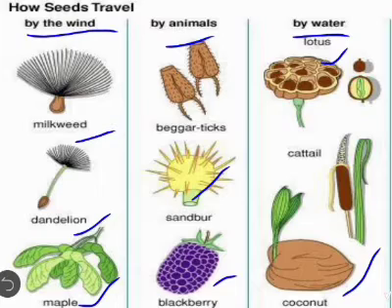By exploding fruits: the fruits of the rubber tree, balsam, ladyfinger, and night jasmine explode when they ripen. The sudden bursting of fruits scatters the seeds away from the parent plants. So these are the different methods of seed dispersal or seed travel.